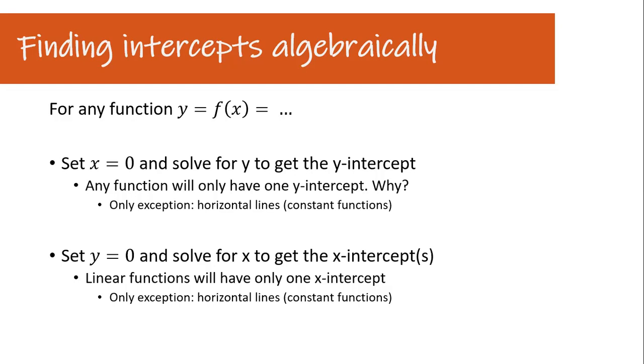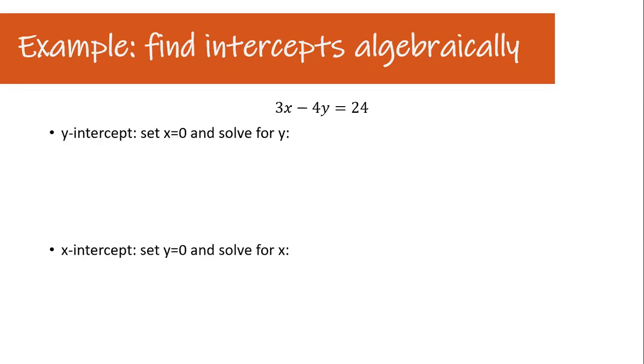Think about that. If you draw a horizontal line, you can't ever get to that axis unless you draw it directly on that axis. And in that case, every point on that axis is an intercept. So that is the only exception here. If you're dealing with a run-of-the-mill linear equation, you'll have one x-intercept and one y-intercept. Let's look at an example.